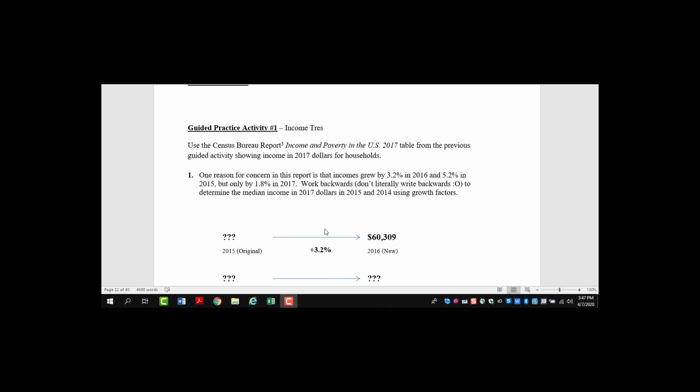So we're going to look here at another way of using those factors in solving some problems that otherwise might be a little hard, okay? In this one it says one reason for concern. We're looking at some numbers here. One reason for concern in this report is that incomes grew by 3.2% in 2016 and 5.2% in 2015, but only 1.8% in 2017.